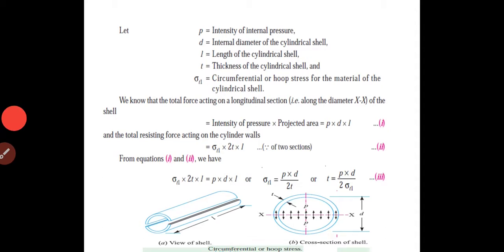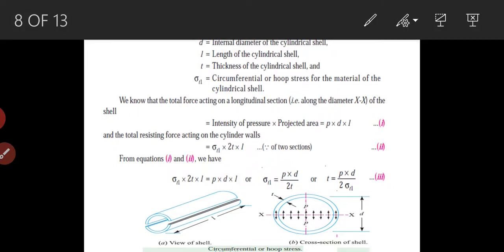P is the intensity of pressure, small p. D is the internal diameter of the cylindrical shell. L is the length of the cylindrical shell. T is the thickness of the cylindrical shell. Sigma T1 is the circumferential or hoop stress for the material of the cylindrical shell. We know that the total force acting on the longitudinal section along the diameter XX of the shell is equal to intensity of pressure into projected area. That is, D into L is the projected area.